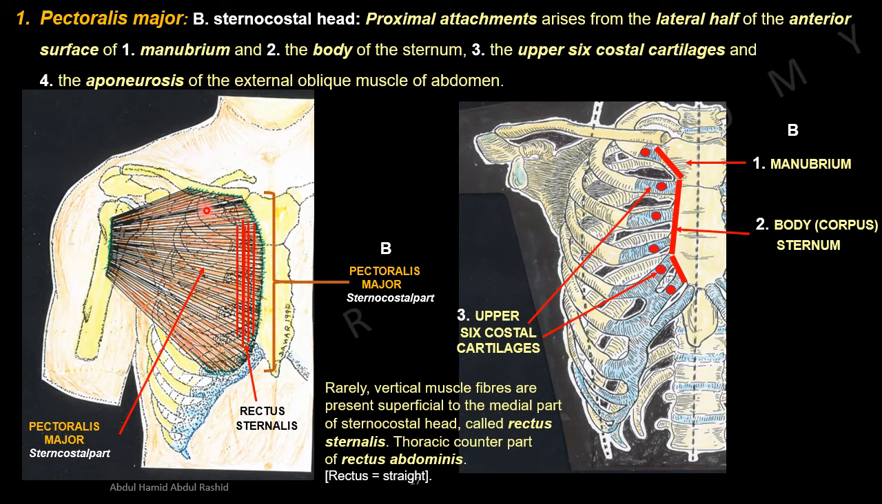If you see this diagram, you will see muscle fibers coming vertically down on the medial part of the sternocostal head of the pectoralis major muscle. Very rarely, vertical muscle fibers are present superficial to the medial part of the sternocostal head. This is the one. It is called rectus sternalis, the thoracic counterpart of rectus abdominis.